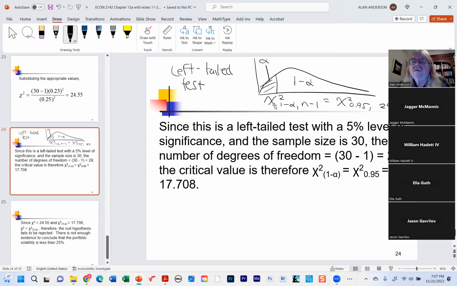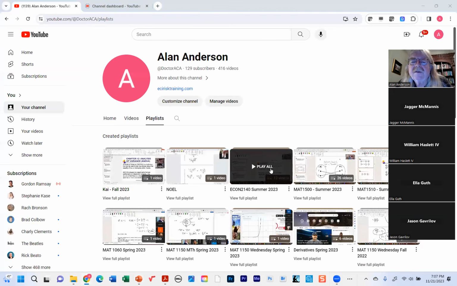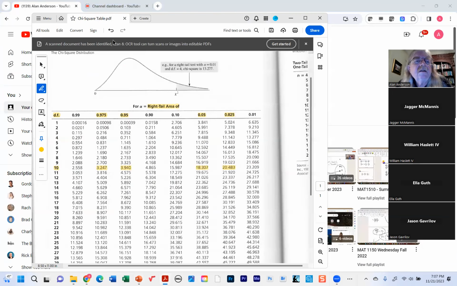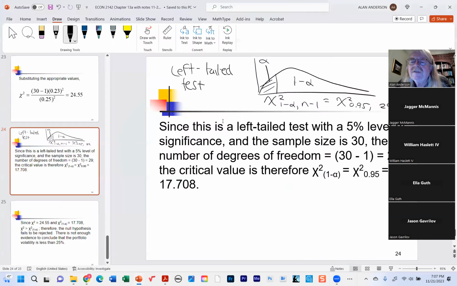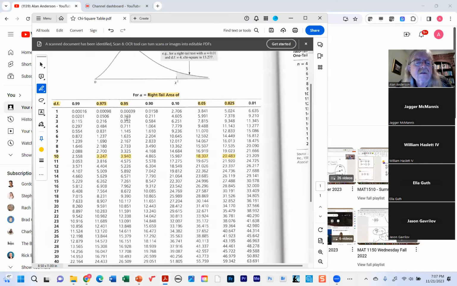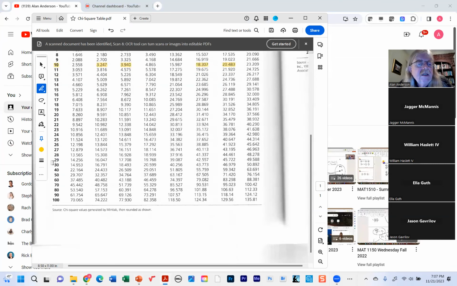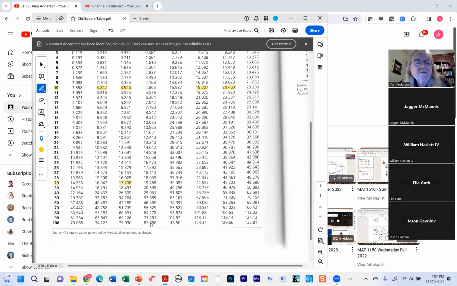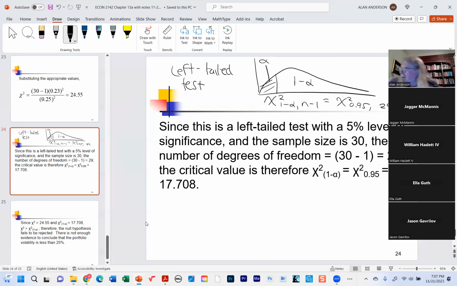So we need to go to the table and look for the combination of 95% in the right tail and 29 degrees of freedom. So let's go find it. It's starting to get a little cluttered though. 95% combined with 29 degrees of freedom. That's this column. And 29 degrees of freedom brings us to 17.708. Okay, so that is our critical value.